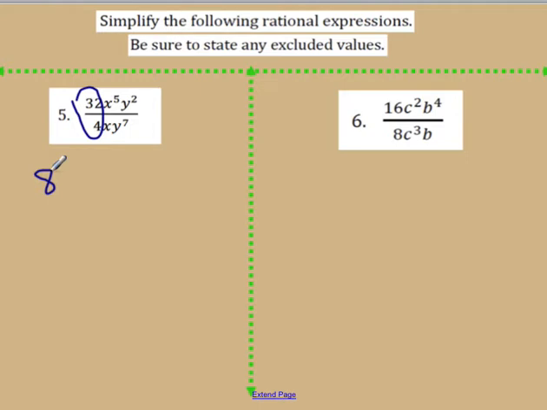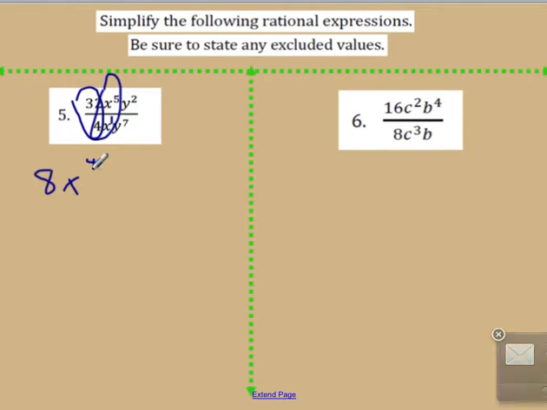Then I want to use my rules of exponents. So I see here that I have x to the 5th divided by x to the 1st. Well, when I have x to the 5th divided by x to the 1st, the best way to get rid of that is to subtract the exponents. So that's going to end up giving me x to the 4th on top.